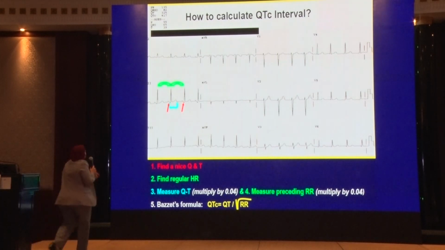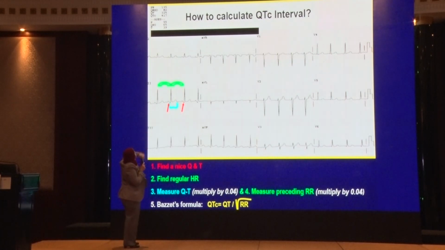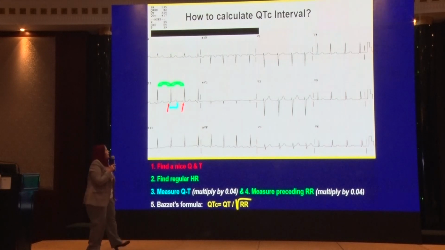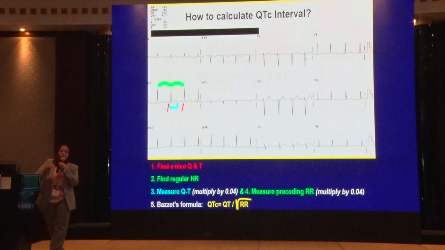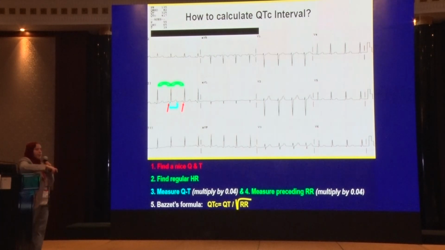We will count the beginning of the Q till the end of the T. So you should find a nice Q and a nice T. Usually we do it in lead 2 and in V5. And usually we like to find an area where the heart rate looks regular, like the baby is not moving, not crying. Then we will measure the QT.